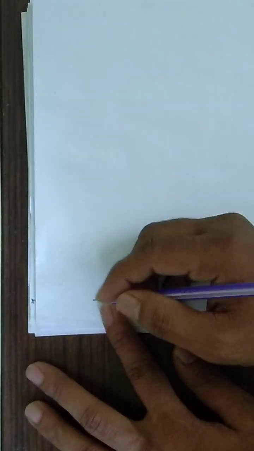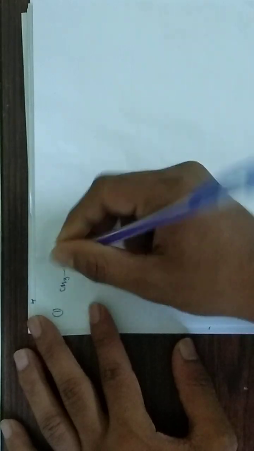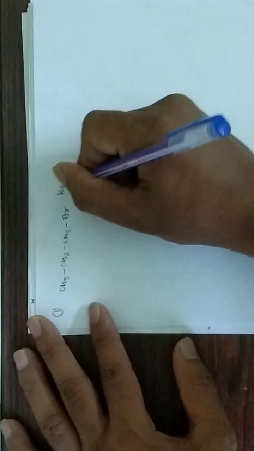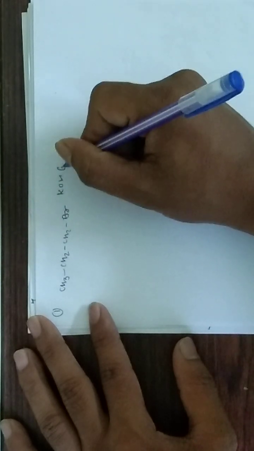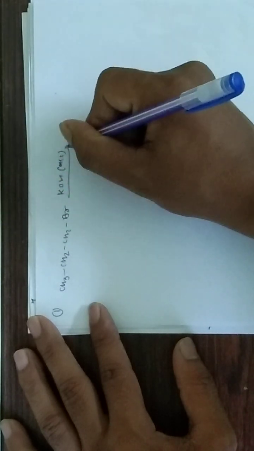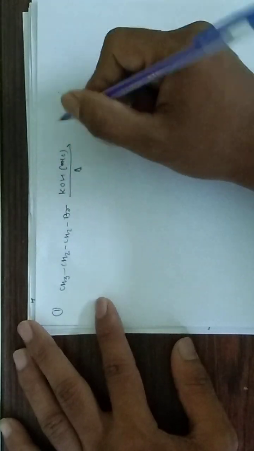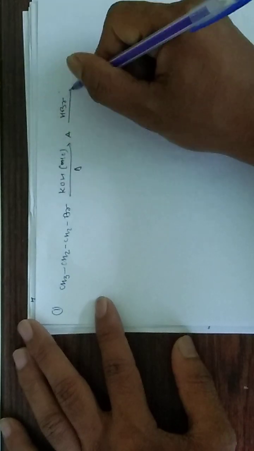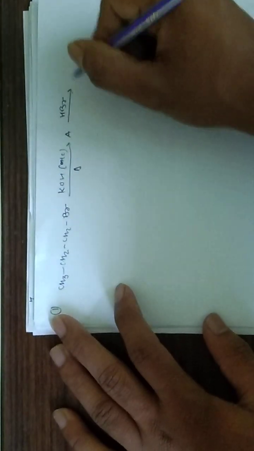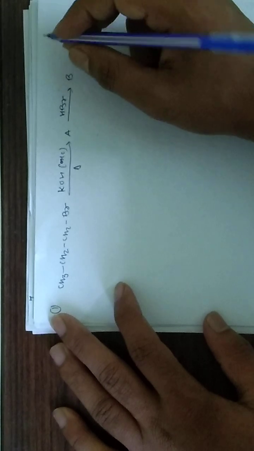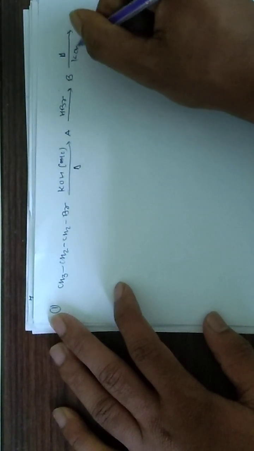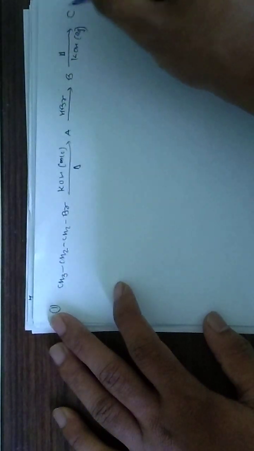The given reaction is CH3CH2CH2Br reacted with alcoholic KOH in the presence of heat gives A, which is further reacted with hydrobromic acid, which gives B, and which is further heated with aqueous KOH. This is the simple reaction.